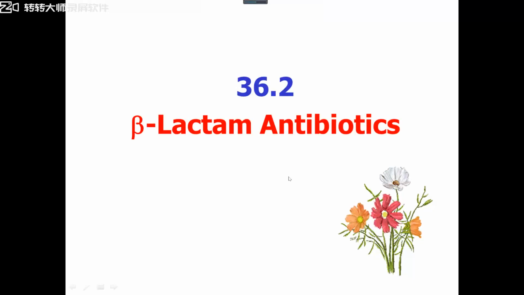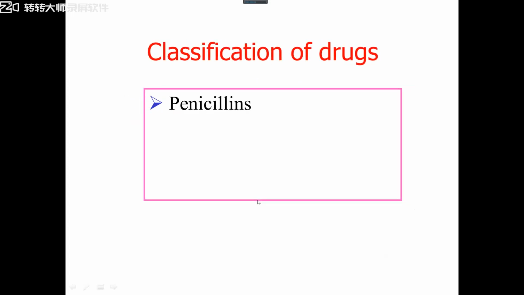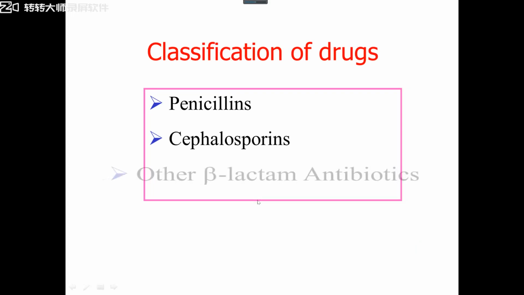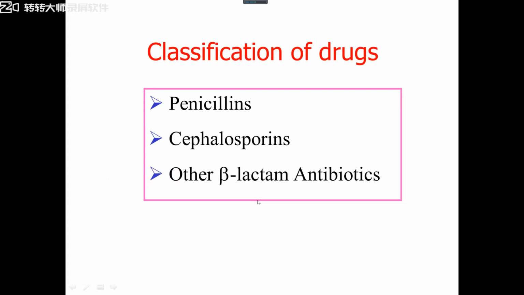Hello everyone. Let's continue with beta-lactam antibiotics. Last class we studied these drugs, and we learned that beta-lactams include penicillins, cephalosporins and other beta-lactam antibiotics. Because these drugs have the same basic molecular group, beta-lactam, we put them together, and they share the same mechanism: inhibiting cell wall synthesis.